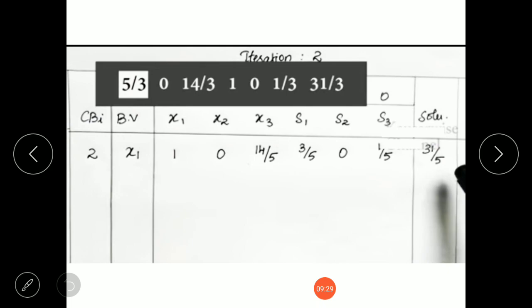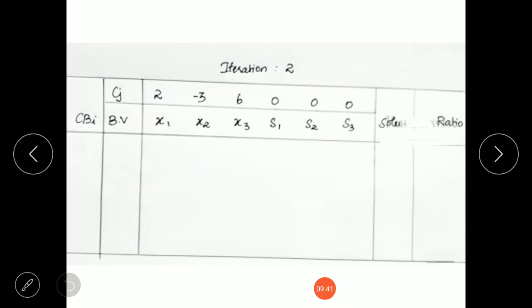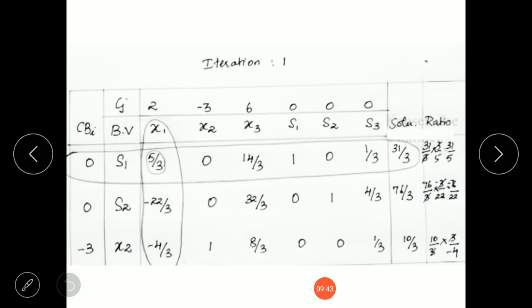Next, I need to find the next two rows of this iteration table 2. I have got one row corresponding to x1, and I need to find the next two rows. As I've told you, in iteration table 1, s1 is the only leaving variable. The rest of the basic variables will remain the same. So we're going to write the rest of the basic variables as they are in iteration table 2 also.